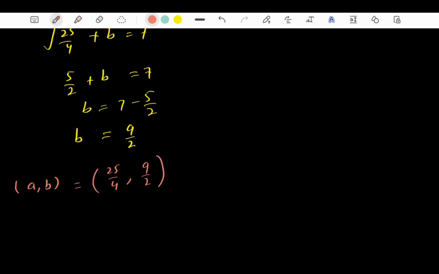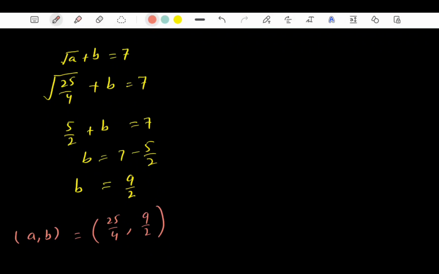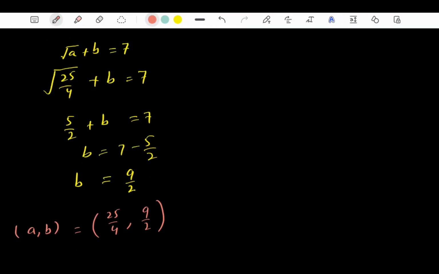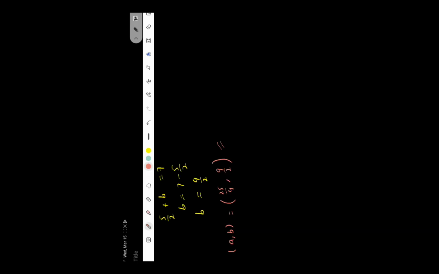So there are two cases. If a is equal to 9, then b is equal to 4, and if a is equal to 25 by 4, then b is equal to 9 by 2. These are the complete solutions of this problem.